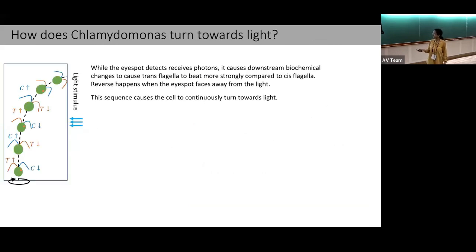As soon as the light falls on the eye spot, the beating of the flagellum closer to the eye spot, the cis flagellum, is inhibited and the trans flagellum is enhanced. And so that turns the cell towards the light. And then when the eye spot is away from the light, the reverse happens. And so eventually the cell just continuously turns towards the light.